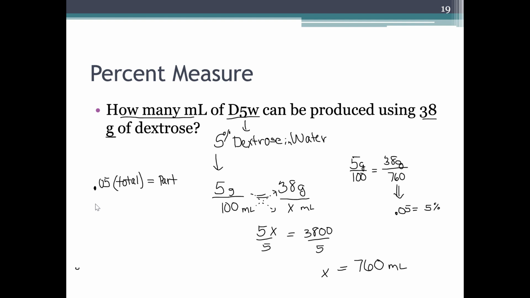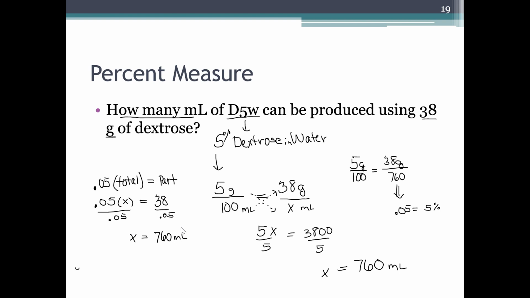Well, what I'm given in this problem, I know the 5%. I do not know the total. And so the part is the 38. And so if I set up the problem this way, I can divide on both sides by the 0.05. And so if I take 38 and divide it by 0.05, I get x equal to 760 milliliters.